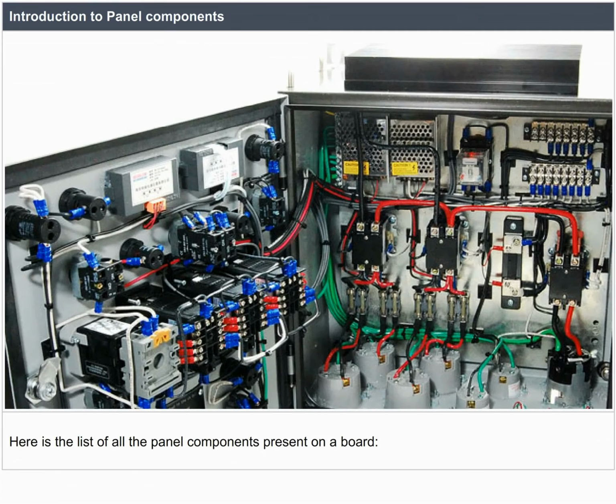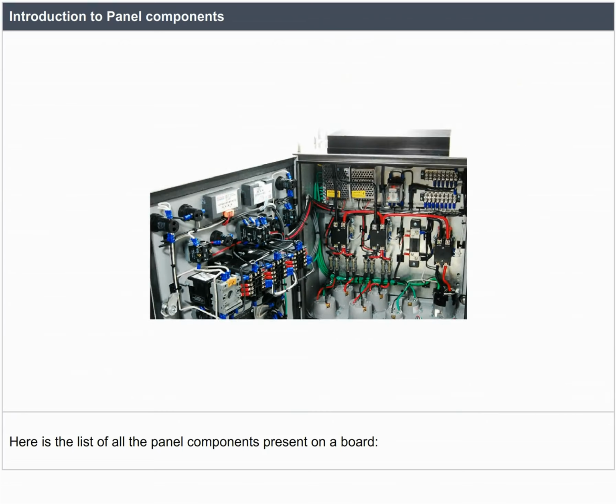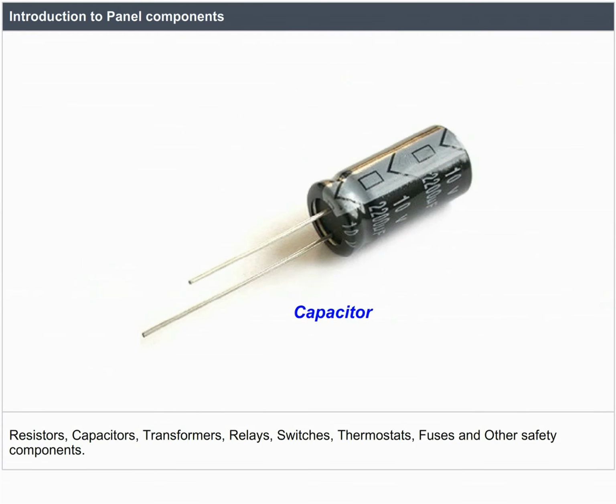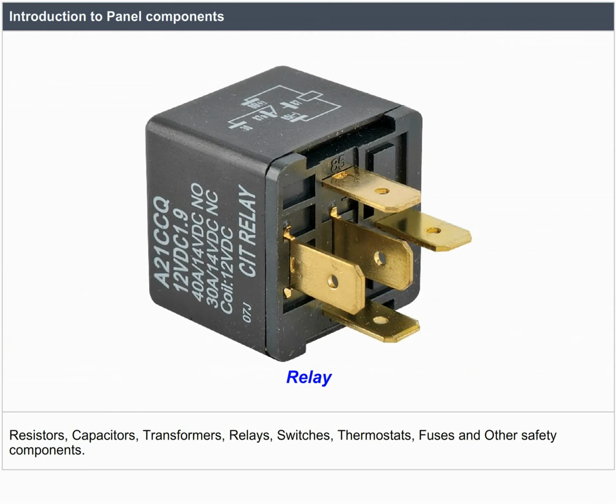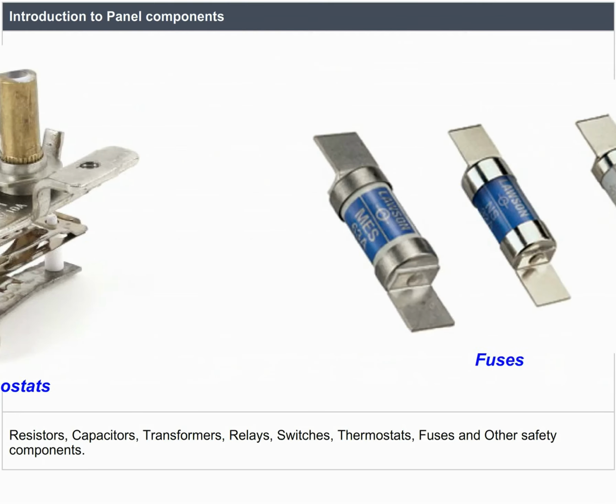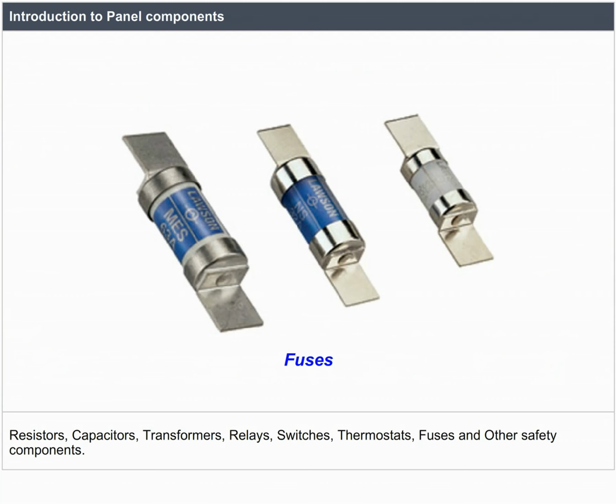Introduction to panel components. Here is a list of all the panel components present on a board. Resistors, capacitors, transformers, relays, switches, thermostats, fuses, and other safety components.